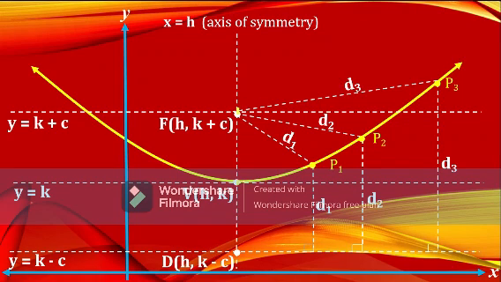Same is true with d sub 2: from the focus to point 2 is equidistant to d sub 2, from point 2 to the directrix. Okay, same is true with d sub 3. Focus to point 3 is the same length from point 3 to the directrix. Okay, I hope you're able to get the concept now.